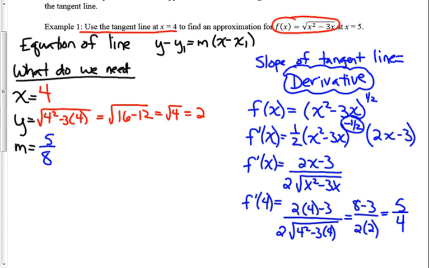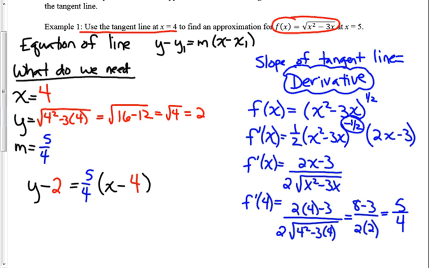At this point, I can write my equation. y is going to stay y. I'm going to subtract my y1. m is going to be something. x minus my x1. And let's plug in what I have. My x value is 4. My y value is 2. And my slope is 5 over 4. Well, I don't know why I wrote 5 over 8. I apologize. This should be 5 over 4. Sorry about that. Great, so I've written my equation of my tangent line.